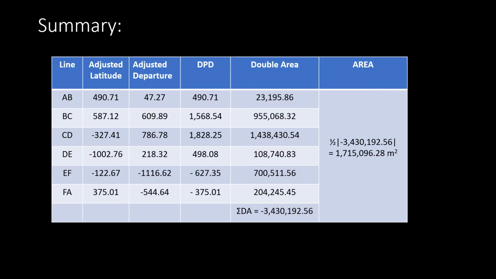The following table summarizes the results of our computations. So observe that our area is the same as the one that we have obtained using the DMD, or the double meridian distance method.